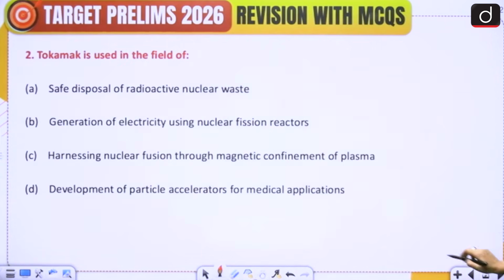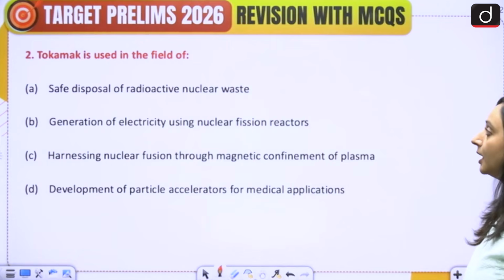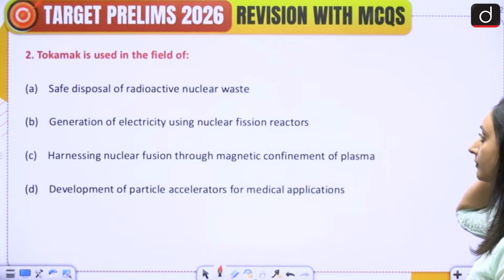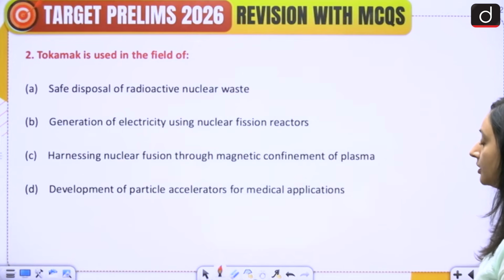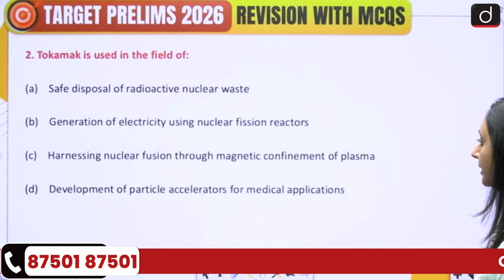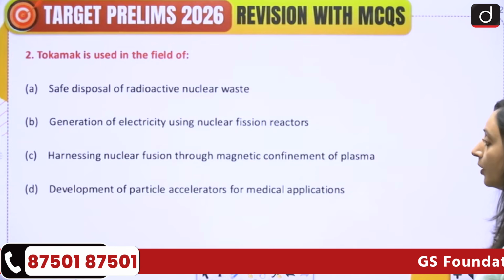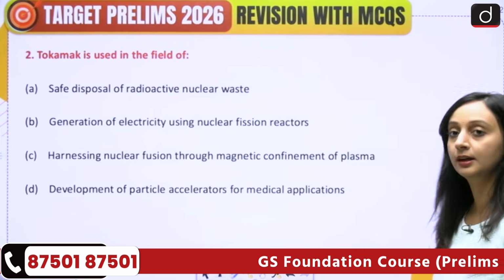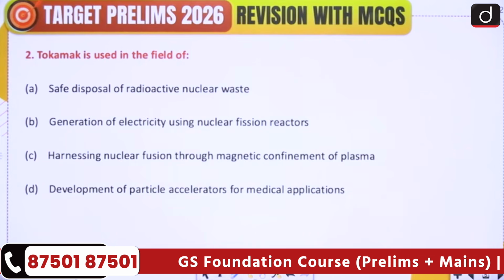Now we look at the second question. Tokamak is used in the field of A. Safe disposal of radioactive nuclear waste, B. Generation of electricity using nuclear fission reactors, C. Harnessing nuclear fusion through magnetic confinement of plasma, or D. Development of particle accelerators for medical applications. Please attempt this question.